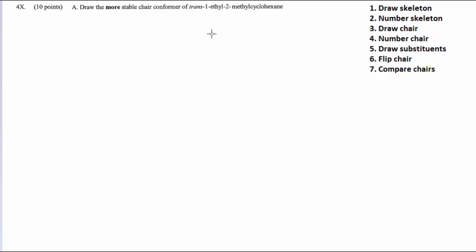So here you've got to remember your nomenclature. It's going to look like this. So 1-ethyl 2-methyl, and it's a cyclohexane. And I've already numbered the chain. Okay, and remember you could do a dash here and a wedge here. It doesn't matter. Both of those will give you trans. You'll just start with a different chair.